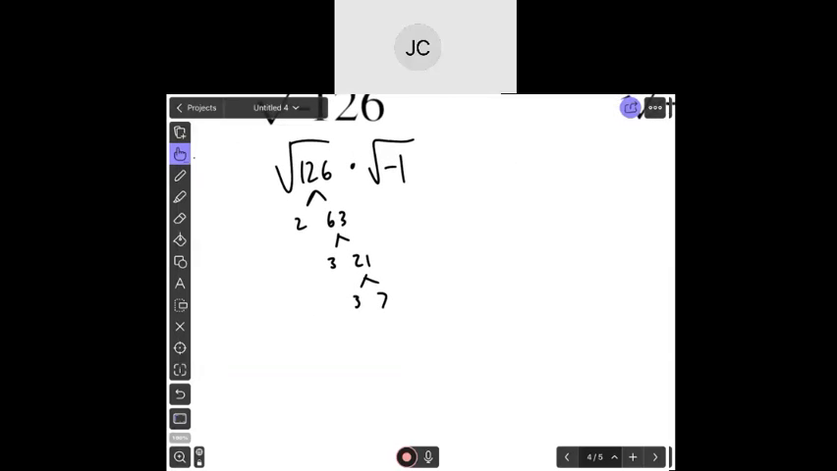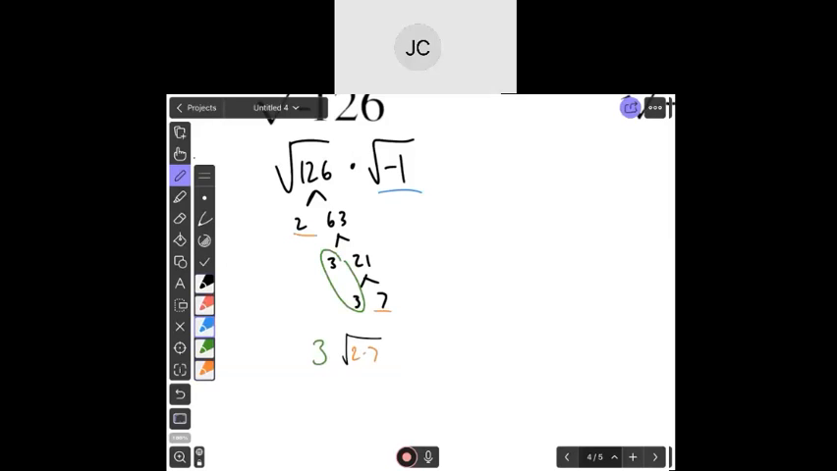Okay. Got a pair of 3s, lonely 2, lonely 7. 3 comes outside. So we got a 2 times a 7 inside. And then this is just an i. But it's just multiplying, so that multiplication is going to follow me down here. This is just multiplying also.